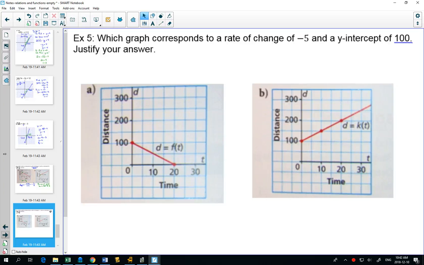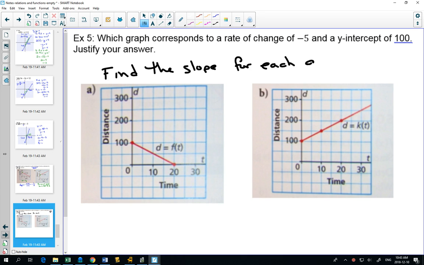Sometimes the rate of change or the slope that's given isn't easy to draw on the graph. Because on this one, my time scale is going by 5s, and my distance scale is going by 50s, and I need a rate of change of -5. So it might be that you find the slope for each graph by taking 2 points that are on the graph.